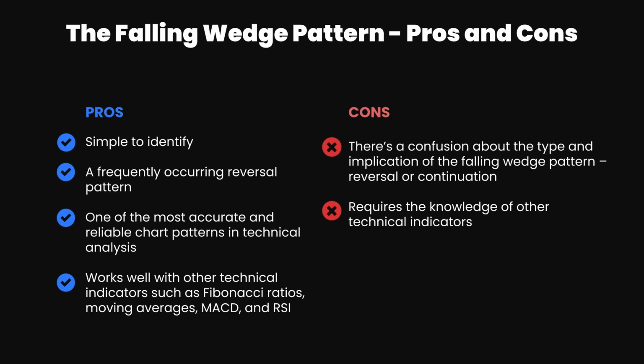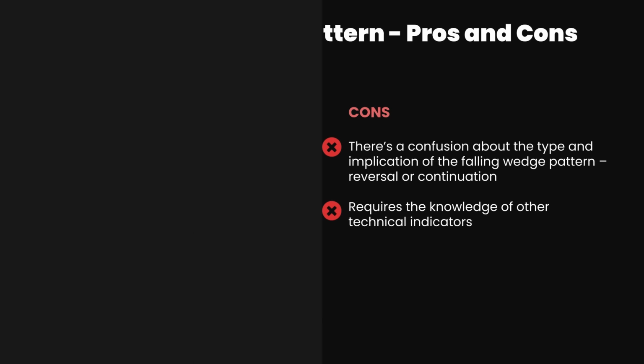Now, on the con side of the ledger, there's confusion about the type and implication of the falling wedge pattern. Is it a reversal or continuation pattern? In this area, there is a bit of discretion involved if you're using the falling wedge to trade reversals and/or trend continuation. Also, it requires knowledge of other technical indicators. The falling wedge works best when combined with other technical analysis tools, so you're going to need to have a base knowledge of at least one or two other indicators.